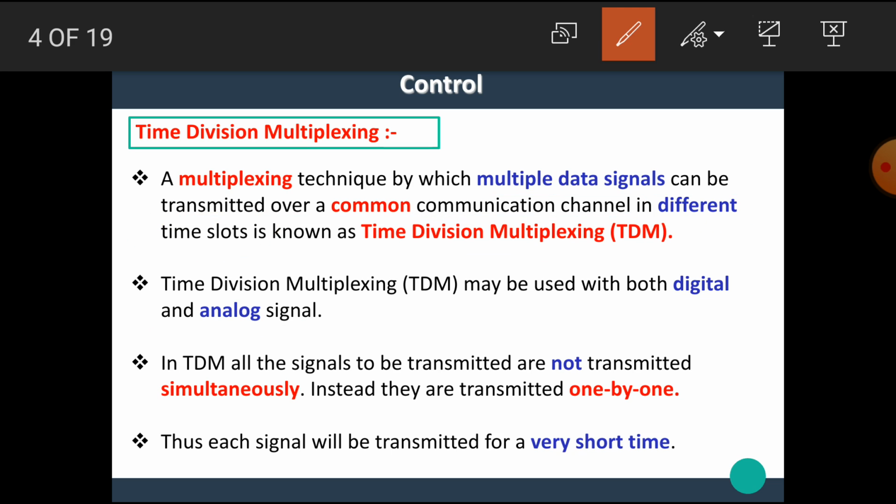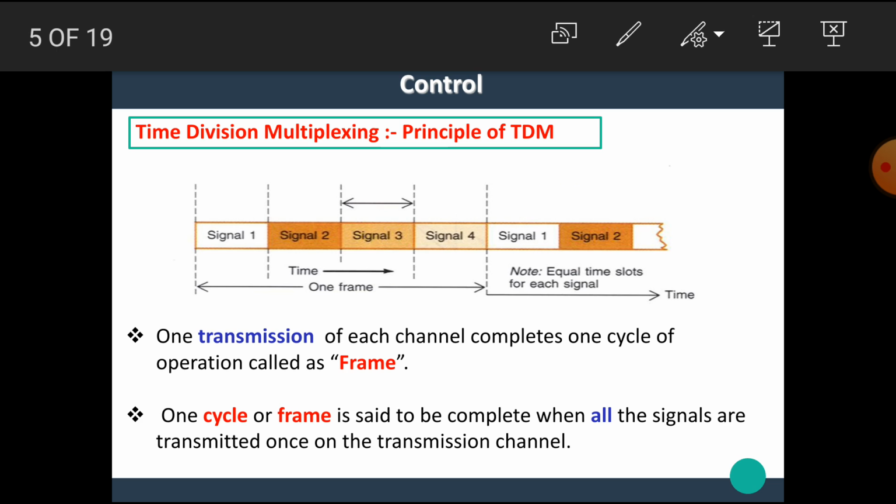Here, the words different time slots are very important. In TDM, all the signals to be transmitted are not transmitted simultaneously. Instead, they are transmitted one by one. Thus, each signal will be transmitted for a very short time. Let's see the principle of the TDM.